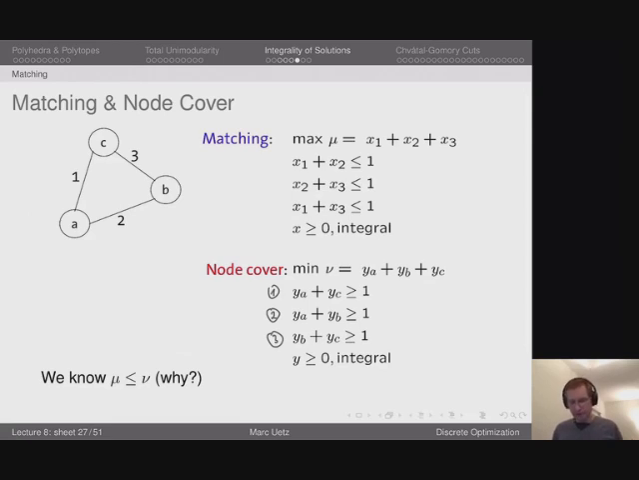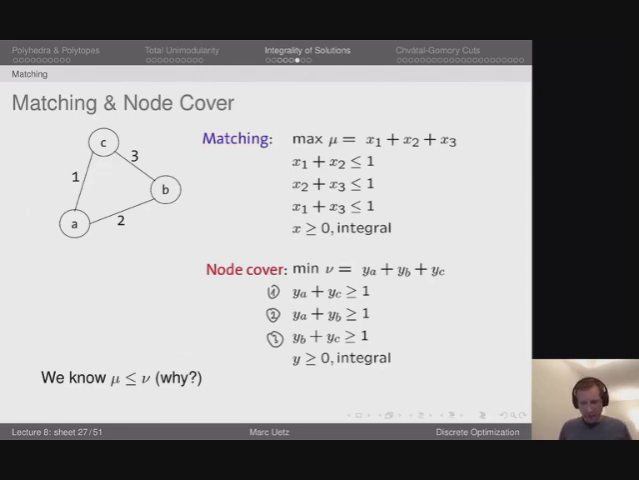So that exactly means if I take as feasible solutions integral solutions, then I will get the statement that the size of any matching, so that's the solution value of a primal solution, is upper bounded by the size of any node cover, which is the solution value of any feasible dual solution.